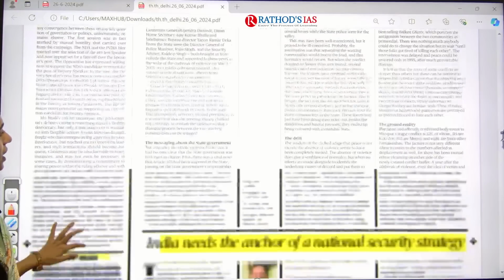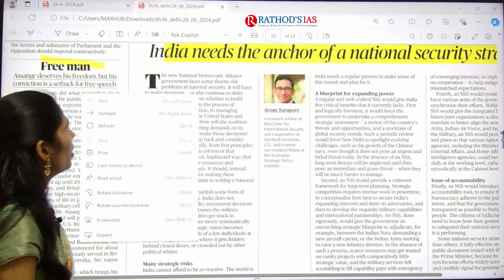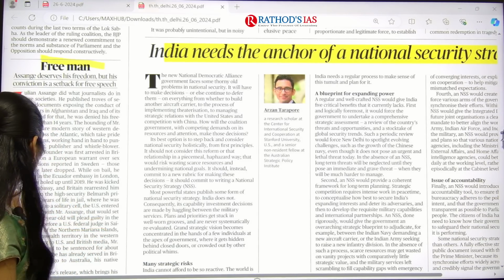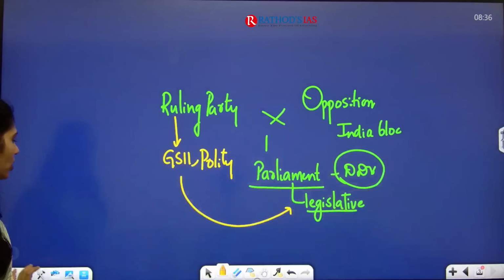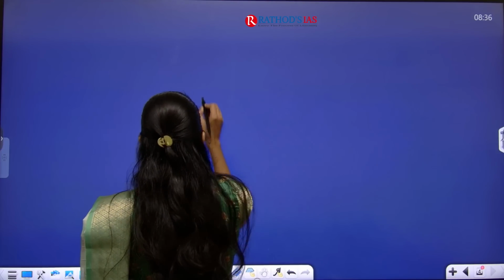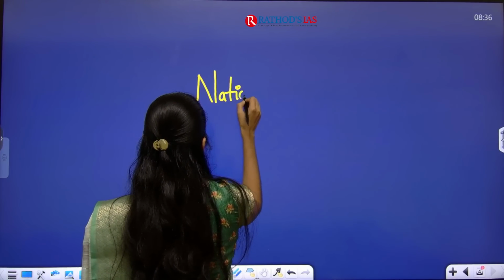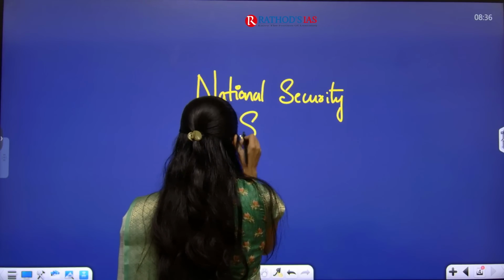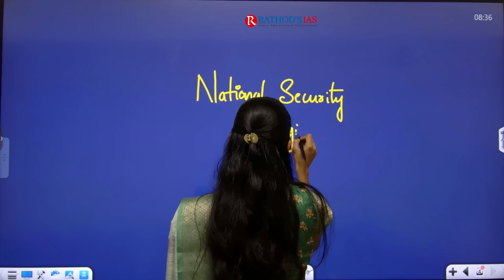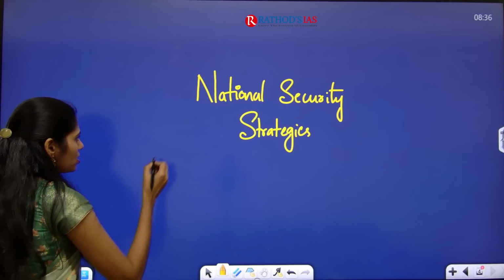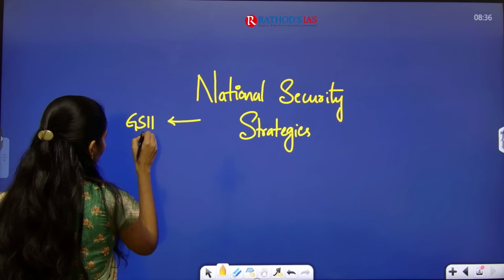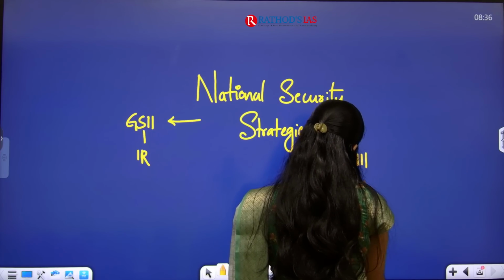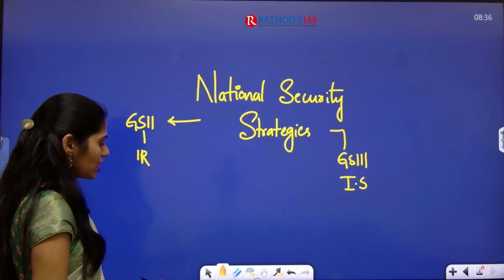And now let us move on to our next article. So this article is talking about India needs the anchor of national security strategy. Okay, it is talking about national security strategy. So let us see the dimensions. So this article is talking about national security strategies. Okay, so this article is very important from your GS paper 2 under international relations. And even we can connect this topic with GS paper 3 under internal security. So from these two subjects point of view, it is important.